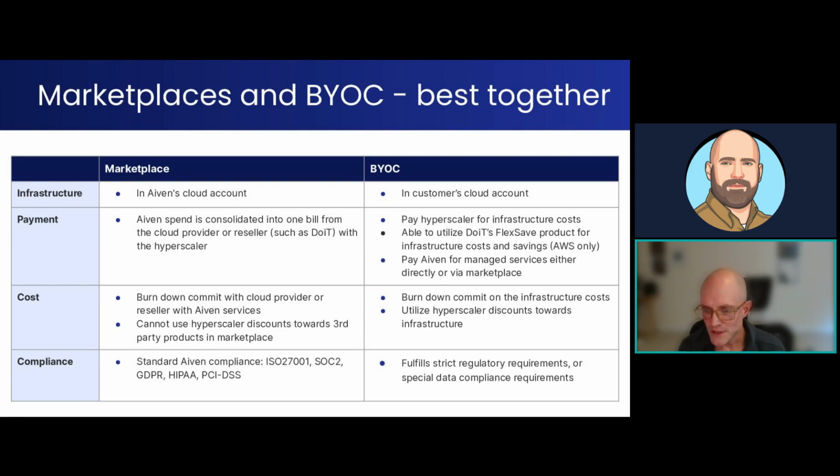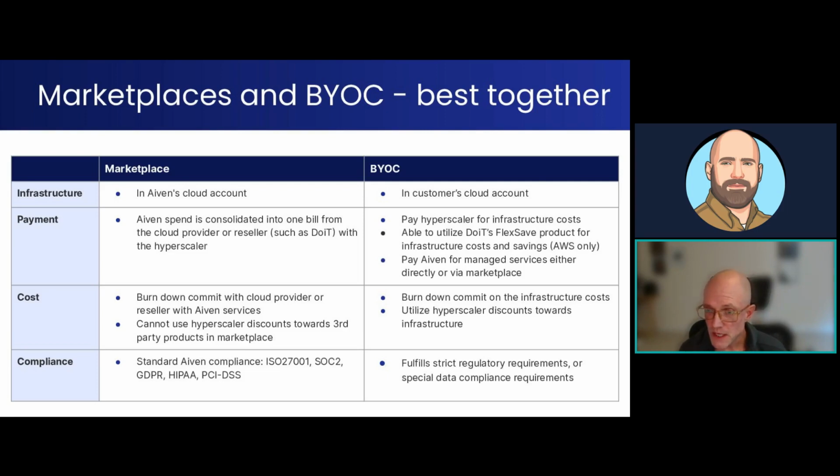If, for the sake of understanding, maybe I want to start with Ivan in the marketplace, you can understand what we have here. The difference at the top, primarily from a deployment standpoint, is that we're deploying into our cloud account, but you're using that hyperscaler's VMs. In BYOC, it goes into your own controlled customer's cloud account. Payment, the Ivan spend is consolidated into one bill from the cloud provider or a reseller such as DoiT with the hyperscaler. So that billing is reported still through your marketplace billing ID.